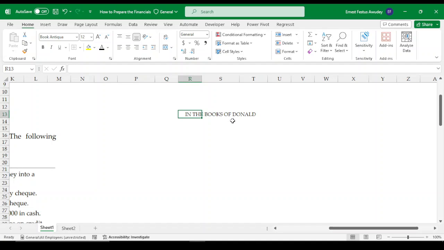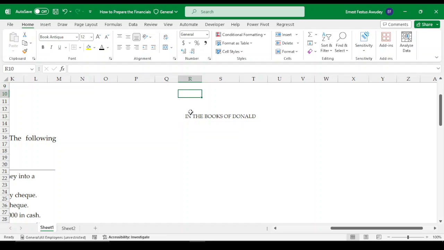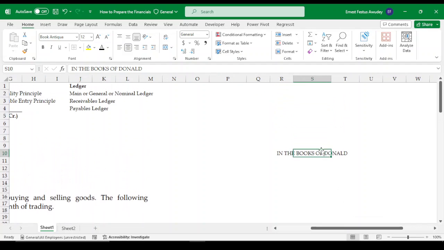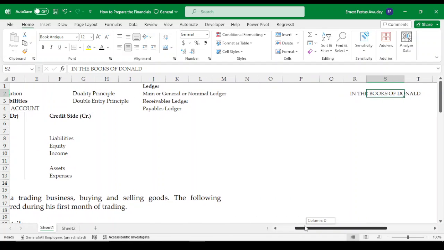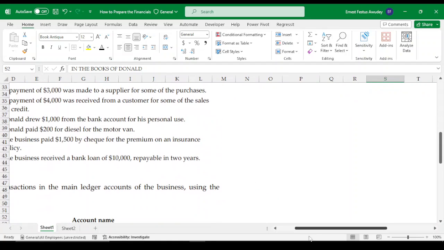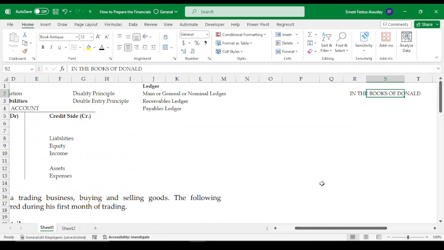Okay, so let me actually cut this and then paste it here. Sorry. So I'm going to cut that and paste here. Okay. Sorry. So this is actually, let me put it here. All right. So we are going to create our account. So we have been given the format of the account. So quickly, as we know, it looks like a T.